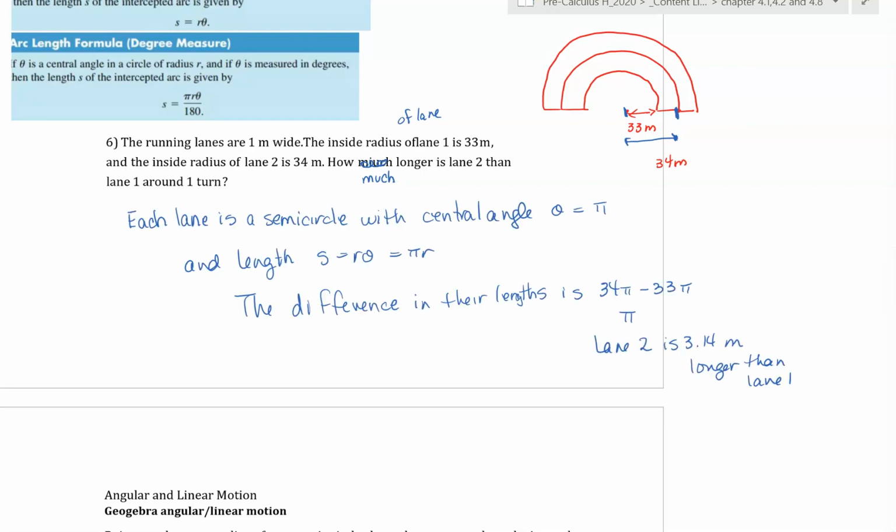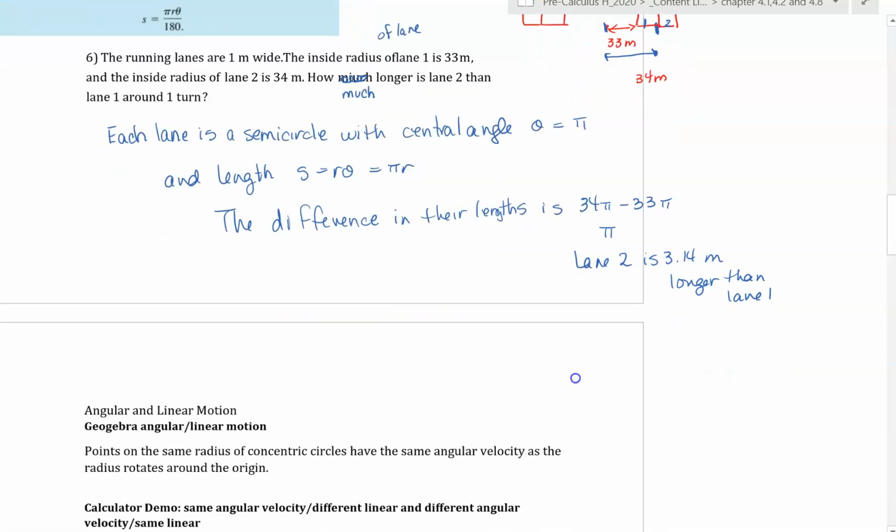Okay, so each lane is half of a circle with central angle pi, because halfway around the circle is pi radians. So we know that the length, S equals R times theta, would be pi R. So the length for the inside of lane 1 is 33 pi, and lane 2 would be 34 pi. So the difference is pi. So the person in lane 2 is actually running 3.14 meters longer than lane 1.